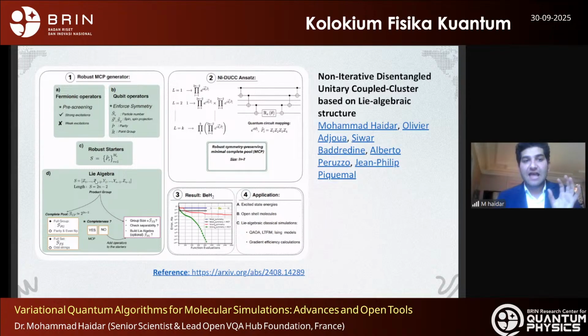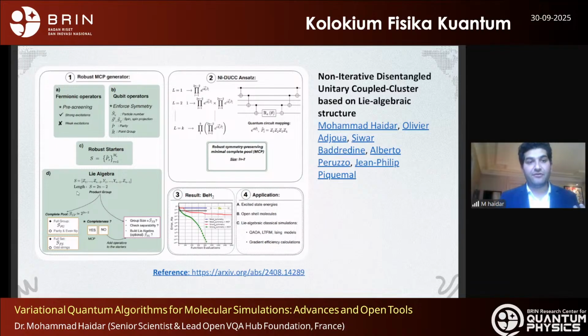So you only have these operators. If you have 10 qubits, then you are going to have 2 times 10 minus 2, so only 18 starters. They are enough to complete my wave function. They are enough to define my real Hilbert space wave function.